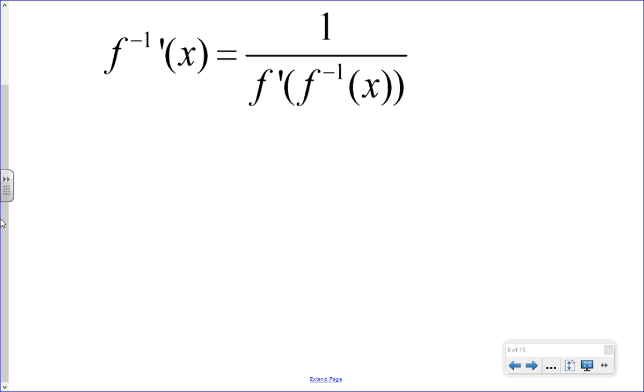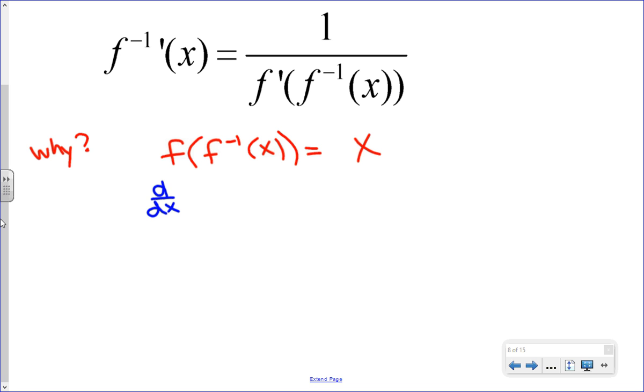Alright, so why is this rule what it is? What do we know about f composed with f inverse? What did I tell you? It equals x. Okay, so we know that to be true. So if we take the derivative with respect to x of f composed with f inverse, that should be the same as the derivative with respect to x of x. Right? Okay, so we'll start on the easy side. Derivative of x.